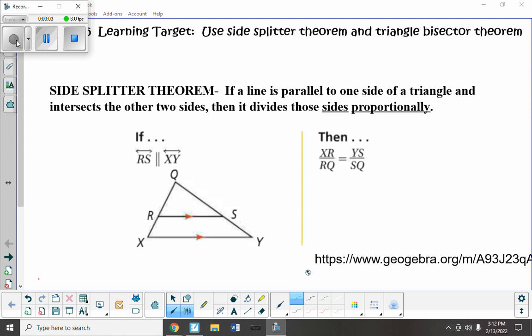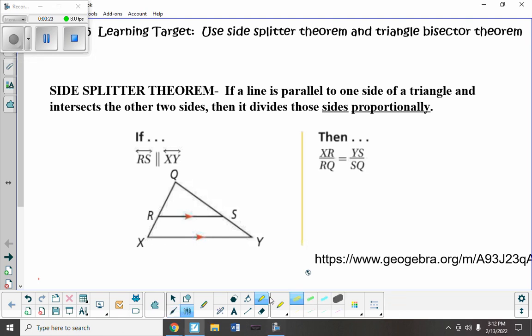Hi, this is lesson 7.5, and we will be talking about the side splitter theorem and the triangle bisector theorem in this lesson. First of all, the side splitter theorem says that if a line is parallel to one side of a triangle and intersects the other two sides, then it divides those sides proportionately.